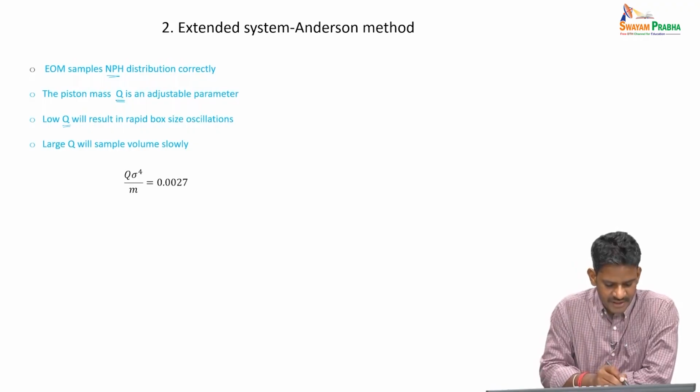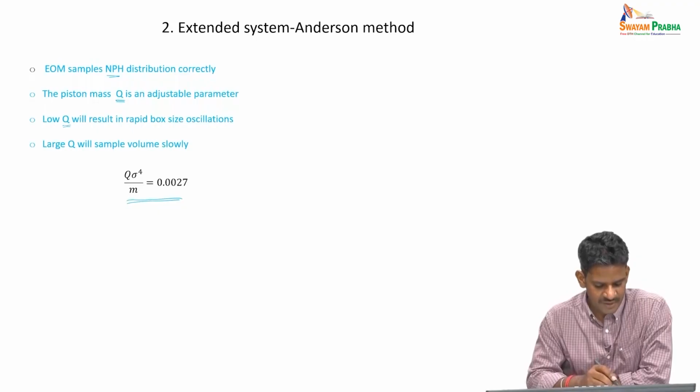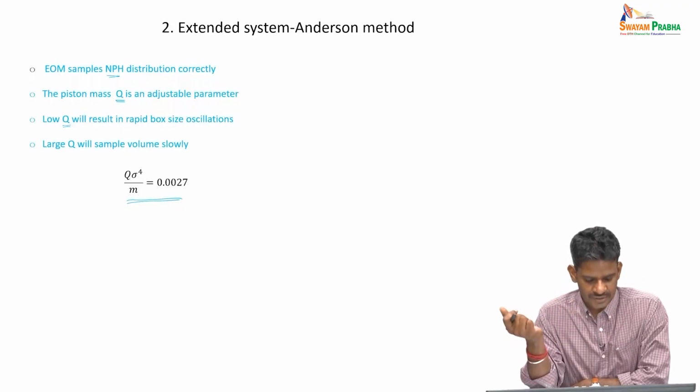One particular study showed that this value of Q can be set to some value like 0.0027, but again, for any given system, one has to do a sensitivity analysis of how to choose Q values and whether these Q values have any correlation with the measured properties or not.